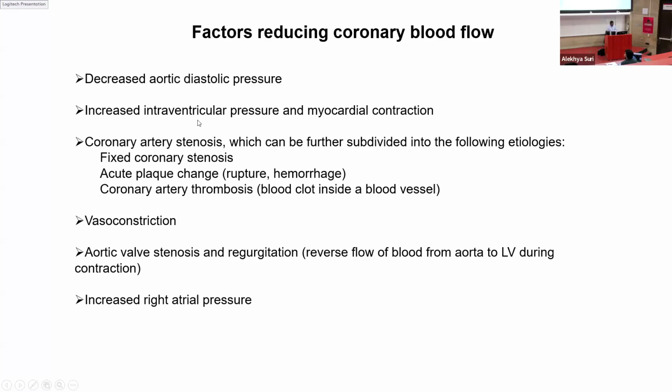The second one is the increase in intraventricular pressure and myocardial contraction. The ventricle develops a certain amount of pressure, around 140 millimeters of mercury during contraction. If the pressure reduces, the pumping efficiency will reduce. That will also reduce the flow of blood to the coronary arteries. So that contributes to myocardial ischemia. Other than that, coronary artery stenosis, again narrowing of the coronary artery, and vasoconstriction, aortic valve stenosis, regurgitation, and increased right atrial pressure. So all these factors can contribute to myocardial ischemia.